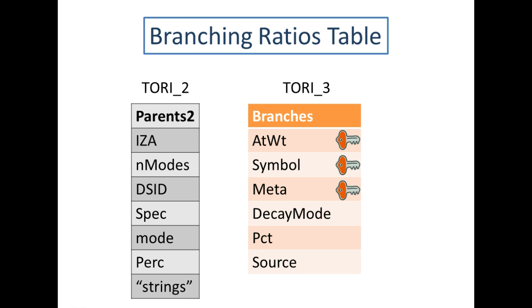The branching data starts with the strangely named Parents 2 table in the Tori 2 database from Lawrence Livermore. It has some redundancy that I stripped out. An isotope can decay by more than one mode, so decay mode is an additional primary key in the new branches table. Again, I separate the ISA code into readable components. In modes, DCID and SPEC are all redundant. The important part is the decay mode and the percentage of isotopes that take that route.